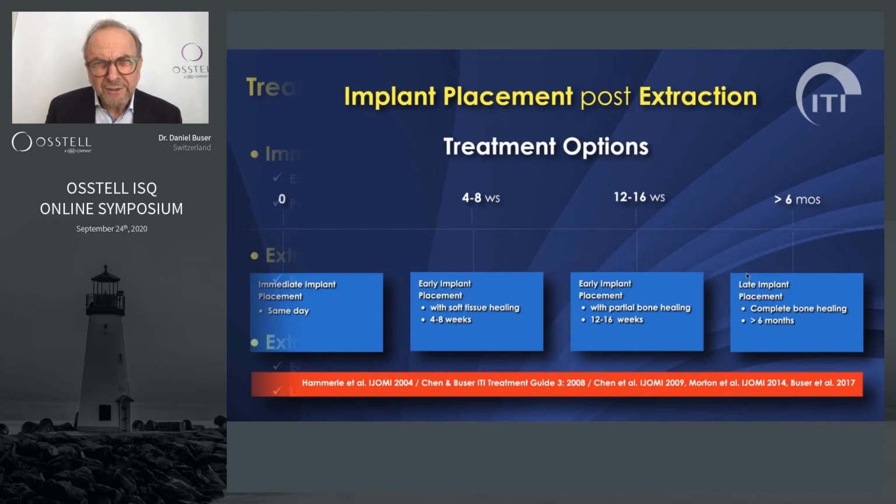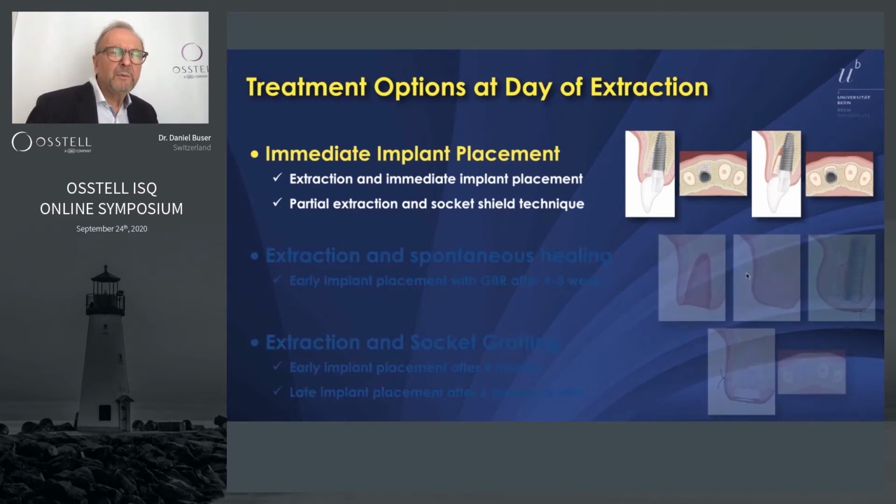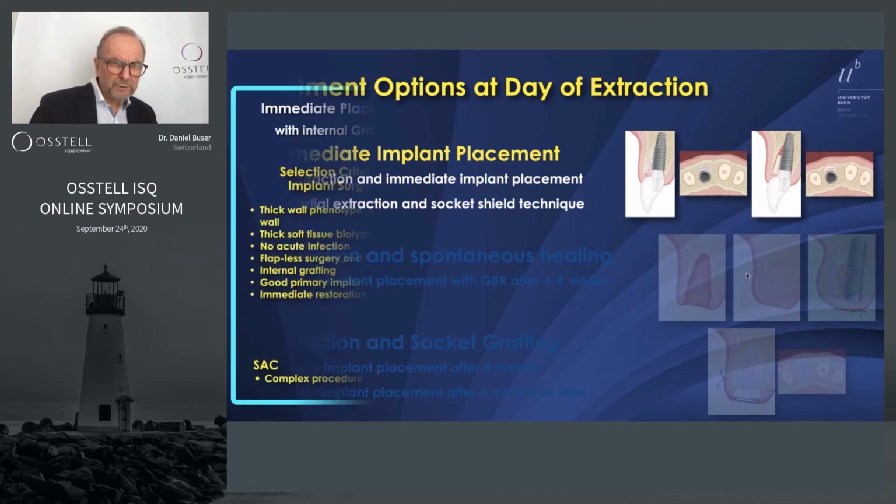So when you extract a tooth, you should know what you do, and therefore you have 3 options at the day of extraction. Either you go for immediate implant placement, or you go for extraction and spontaneous healing, and the aim is then early implant placement after 4, 6, or 8 weeks, or you go for extraction and socket grafting, and then you place the implant at 4 months. And with immediate placement, of course, we are concentrating now on the first option.